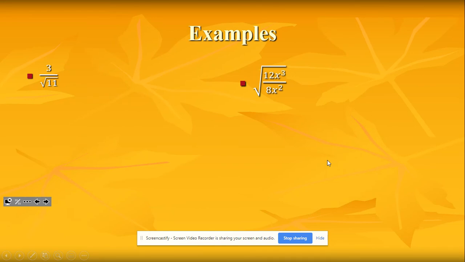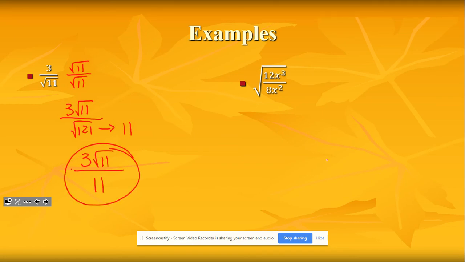Here's a couple more examples for you to try. Pause the video at this point to give yourself a chance to try them on your own. For the left side, I want to multiply by radical 11 over radical 11 on both sides. That gives me 3 radical 11 over radical 121. Simplifying radical 121 would be 11. So my final answer is 3 radical 11 over 11.